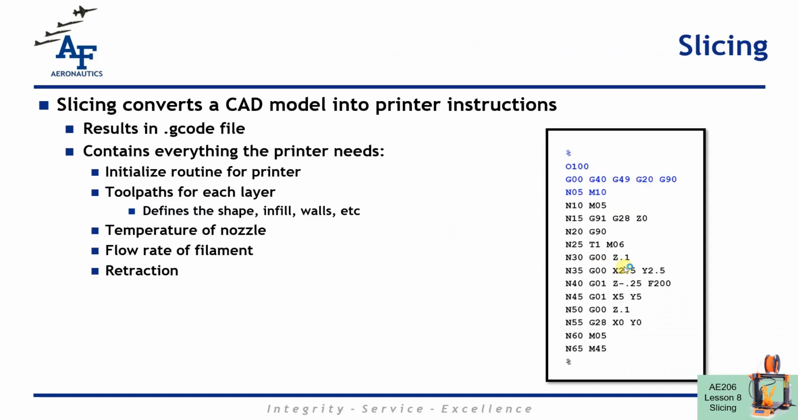Okay, so as I've alluded to, slicing converts that CAD model into a set of instructions for the printer, and here's what those instructions could look like. It's literally just a set of commands that the printer interprets, but there's a lot more than that in the G-code file. It contains the initialization for the printer and the toolpath for each layer, as in the shape of each two-dimensional layer, and that completely defines the outer geometry as well as the interior of the geometry. So the G-code file contains everything the printer needs, and so it's very important that we go through the slicing process properly to get a good G-code file to send to the printer.